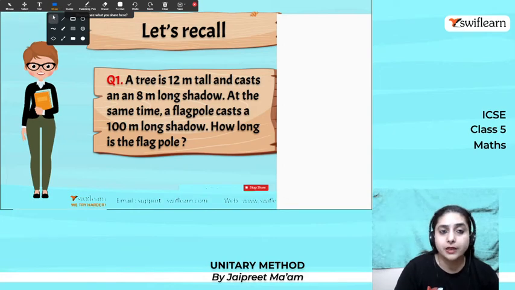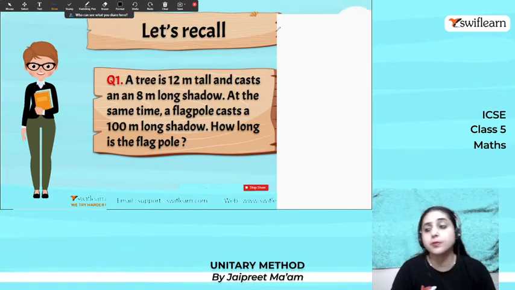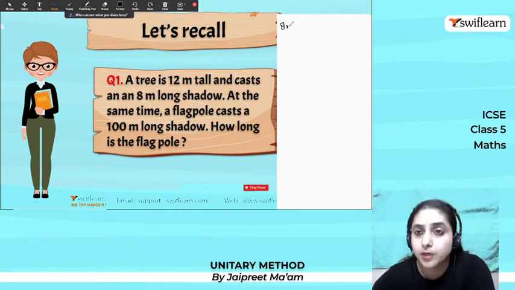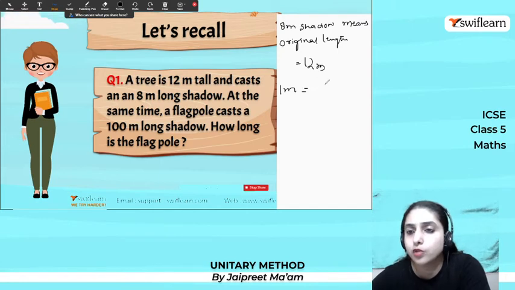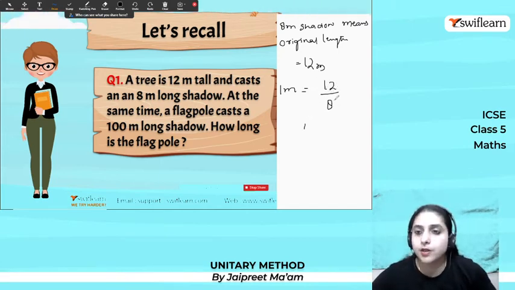It is given that for an 8 meter shadow, the original length is 12 meters, right? Original length is equal to 12 meters. Now a 1 meter shadow will be equal to 12 upon 8 meters, correct? And let's simplify it here.